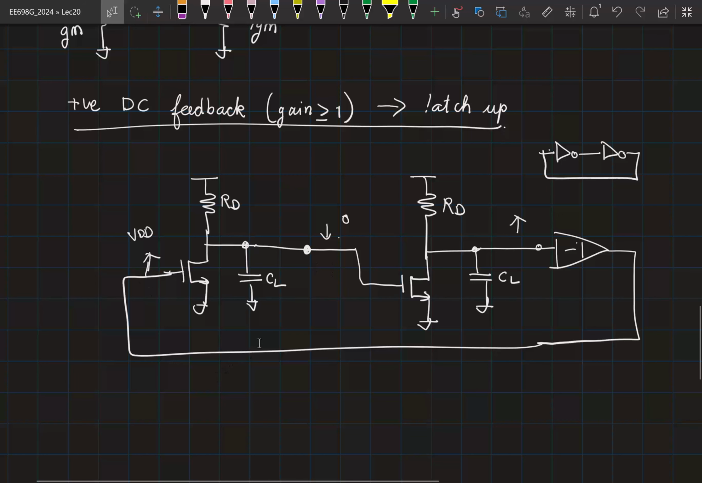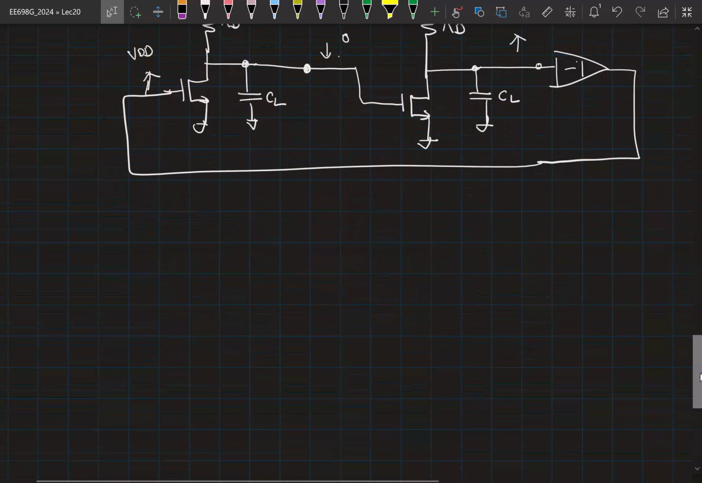Okay, so of course we tried one stage. We then tried cascading two stages. The natural next step is to see if I cascade three stages, can I get an oscillation? Right? So please try that.